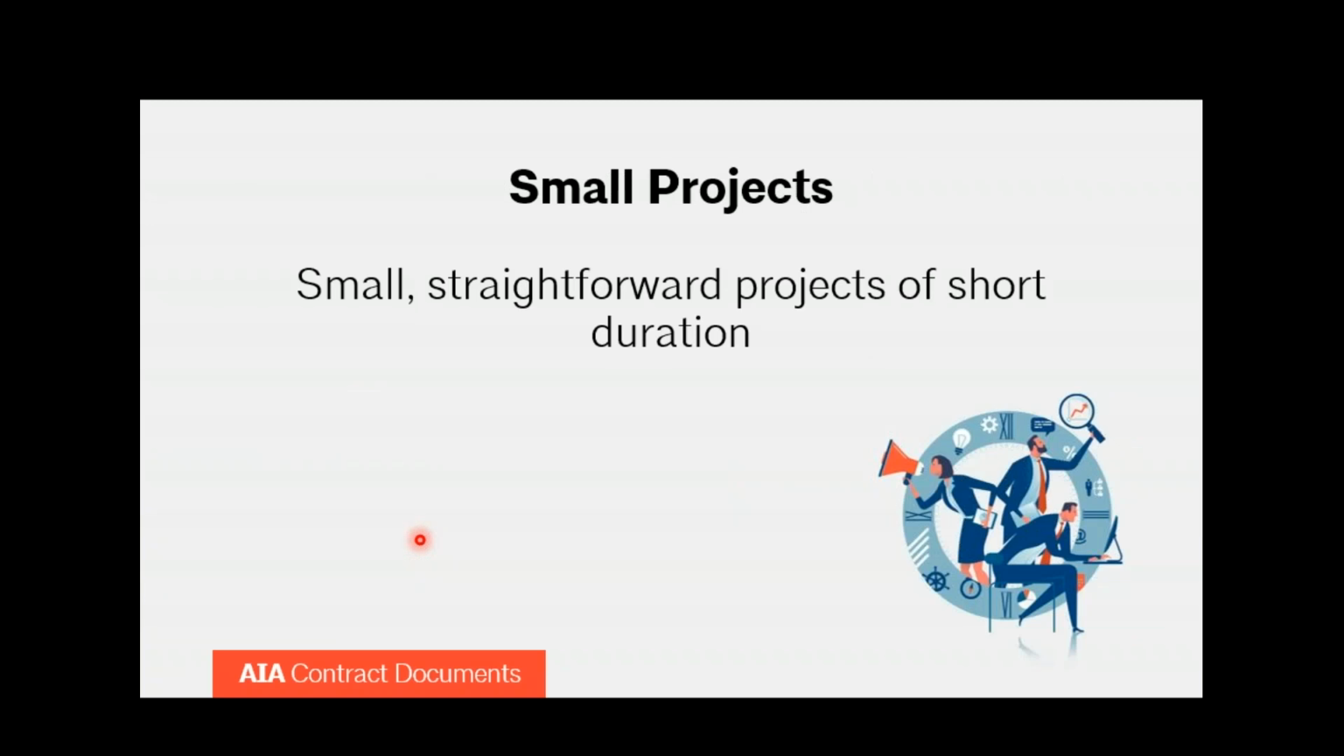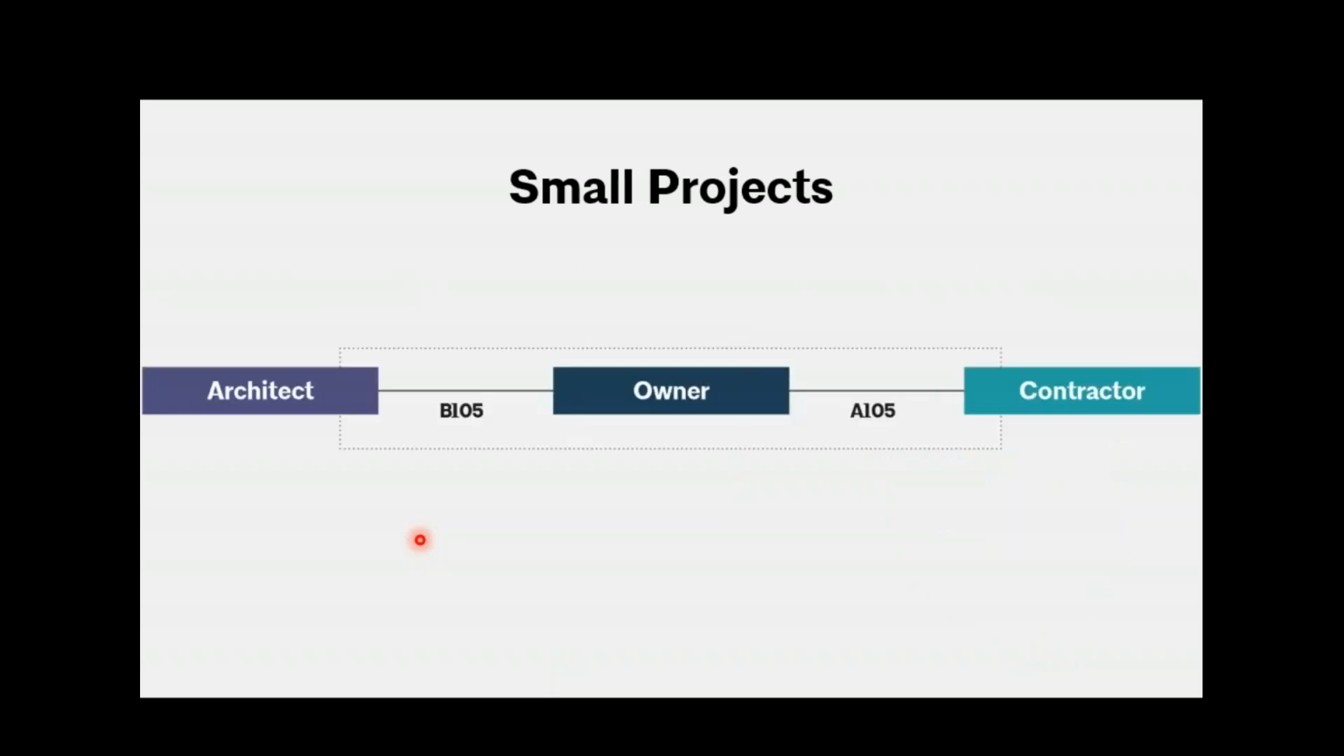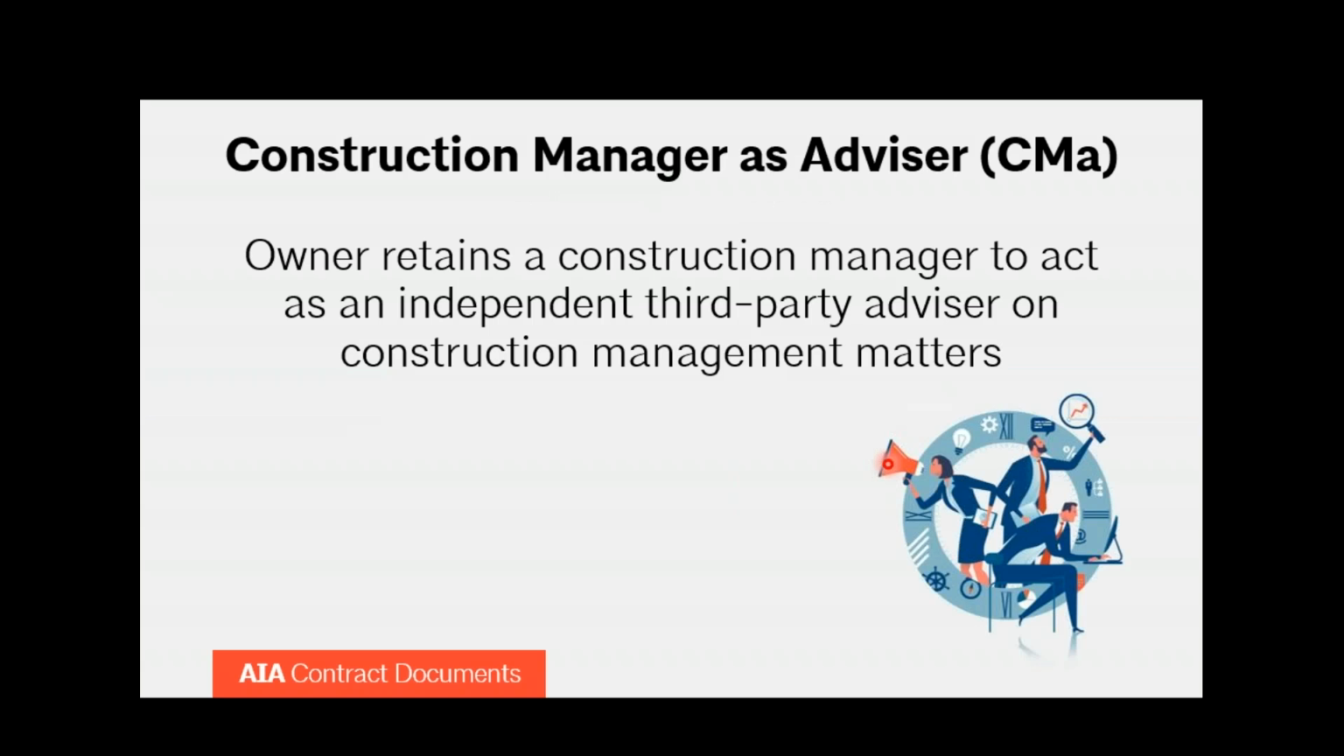Which brings us to the next family. What if I have a really small project? When it's not large and it's not even medium. Let's say it's really, really small. Well, that's what the small project family is for. Two documents, B105, A105. The general conditions are right here in A105, just like the medium. And that is pretty much it. Small project, relatively short documents, relatively simple, just two of them, that's it.